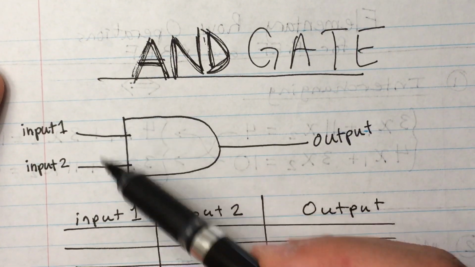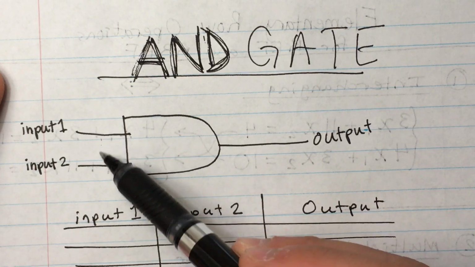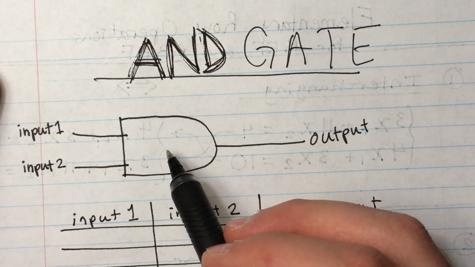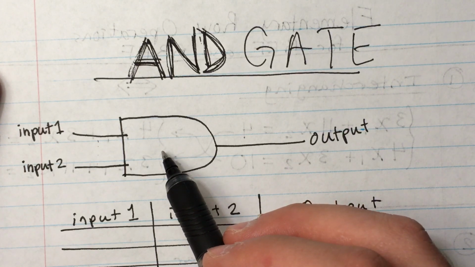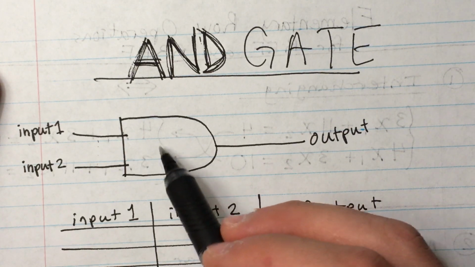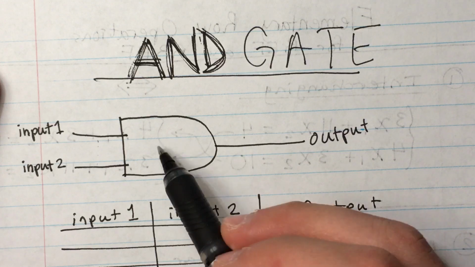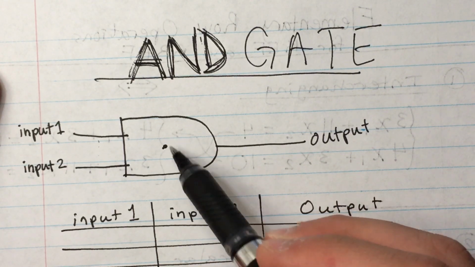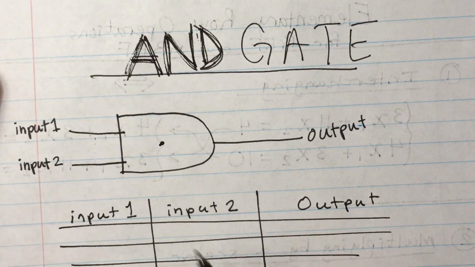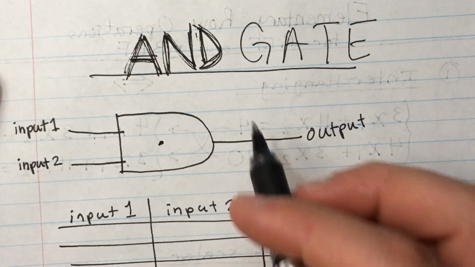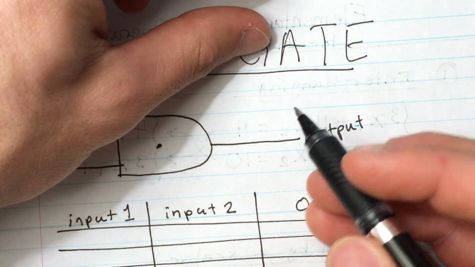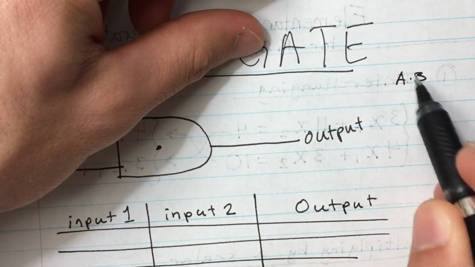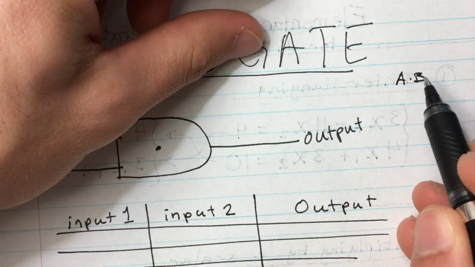Now, you see here we have two inputs, and you could have many other inputs. If you want to represent this with some mathematical expression, the symbol would be the multiplication, a dot or an X. So if you see in a logic statement or an expression that says A times B or just AB, that means you're doing A and B.